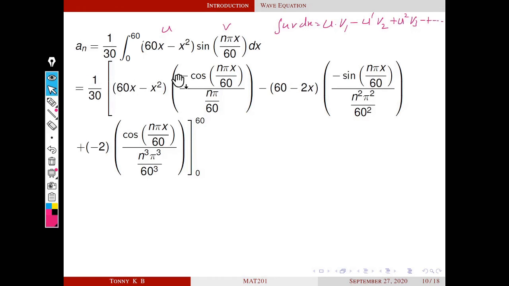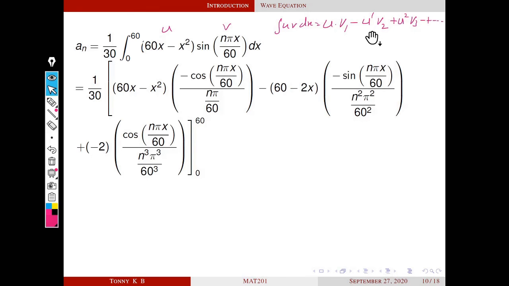So this becomes 1 by 30. Yes, u is 60x minus x square and u into v1. v1 means integral of v. So what is the integral of sine? That is minus cos n pi x by 60 divided by n pi by 60. Okay. Then minus u dash. This is our minus sign. U dash, derivative of this expression, that is 60 minus 2x.